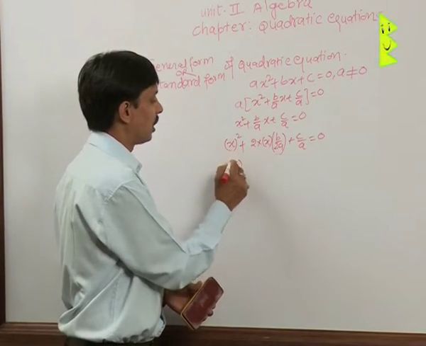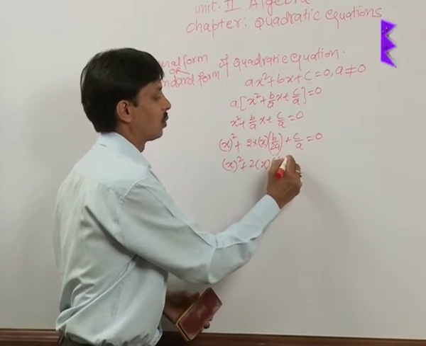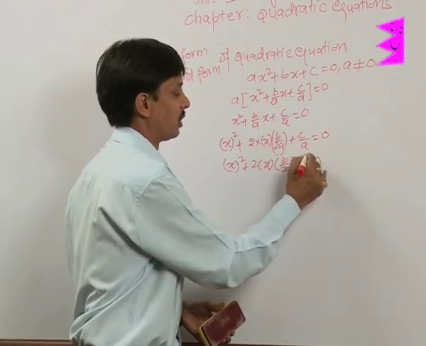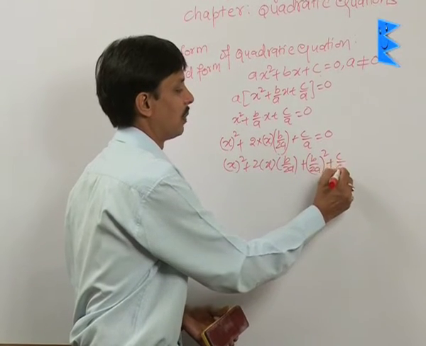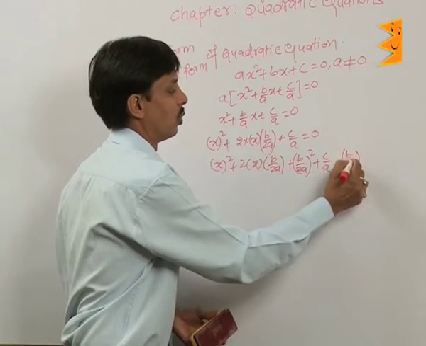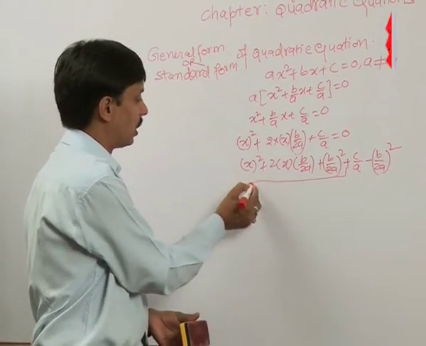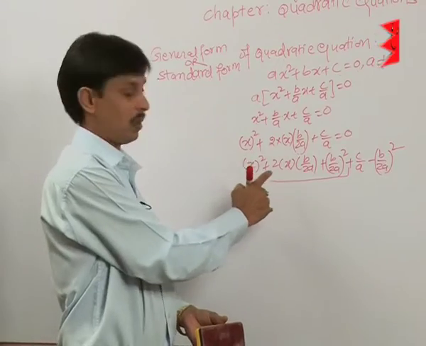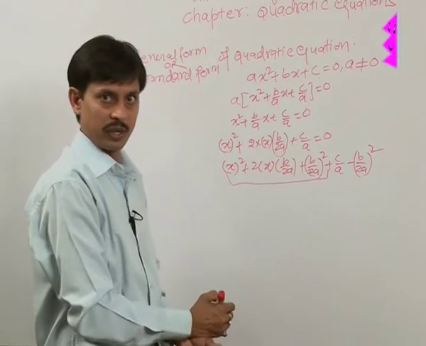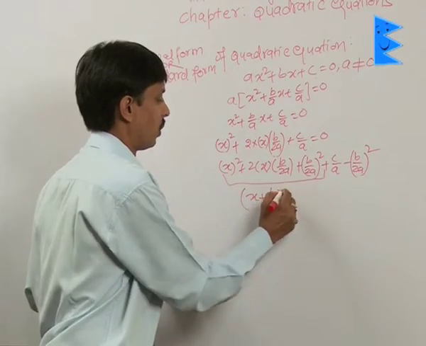Now I am instructing you to add and subtract a value, that is the whole square of b upon 2a. So I am adding b upon 2a's whole square here, plus c upon a, and also subtracting the same value, b upon 2a's whole square. By doing so, I can club these three terms, x square plus 2 into x into b upon 2a plus b upon 2a's whole square, which can be written as x plus b upon 2a whole square.